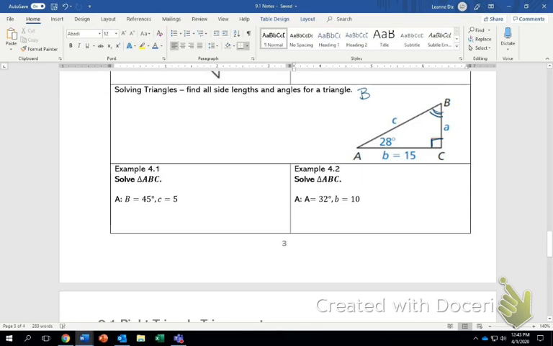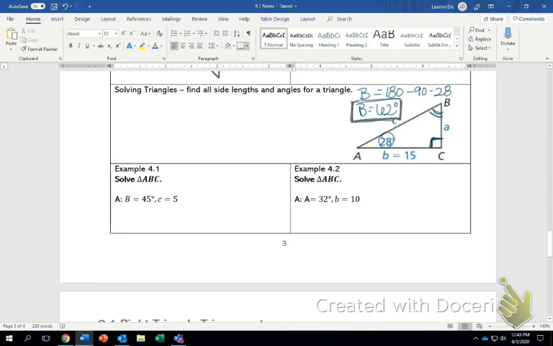I'm just going to put B is equal to, and you can think about it as 180 because a triangle is 180 degrees, minus 90 because that little square right there represents 90 degrees. And then the other piece we have is 28, so minus 28. And we should get that B is going to be equal to 62 degrees. All right, so that's our first one.